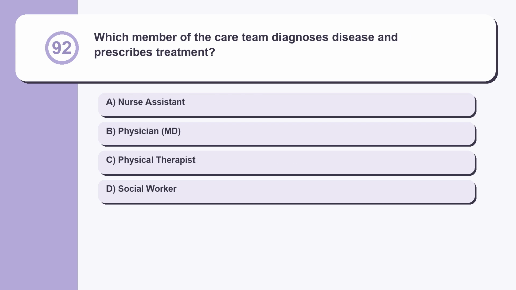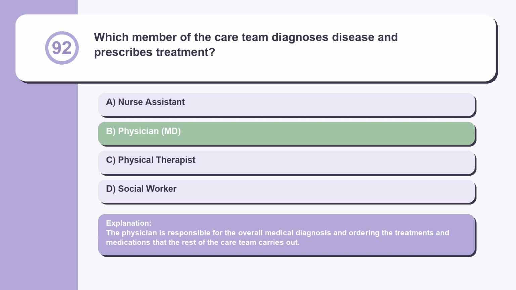Question 92. Which member of the care team diagnoses disease and prescribes treatment? Nurse assistant, physician, MD, physical therapist, social worker. The physician is responsible for the overall medical diagnosis and ordering the treatments and medications that the rest of the care team carries out.